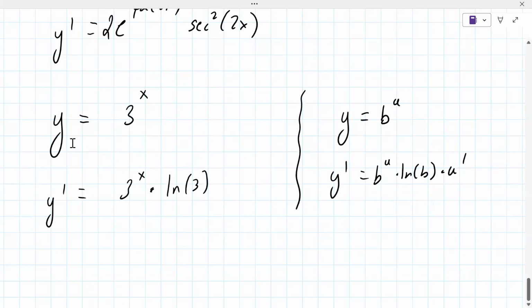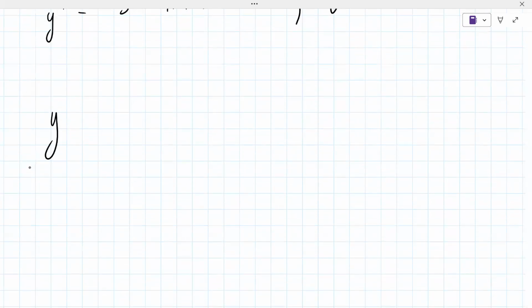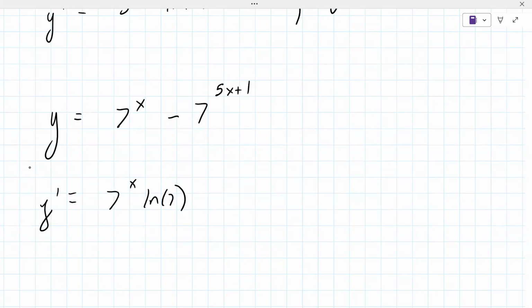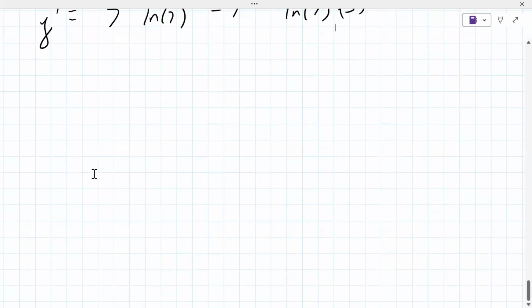Okay. So let's look at a problem here. Let's say it was y equals 7 to the x minus 7 to the 5x plus 1. So the derivative would be itself times natural log of the base, minus itself times natural log of the base times the derivative of the exponent, which is 5.